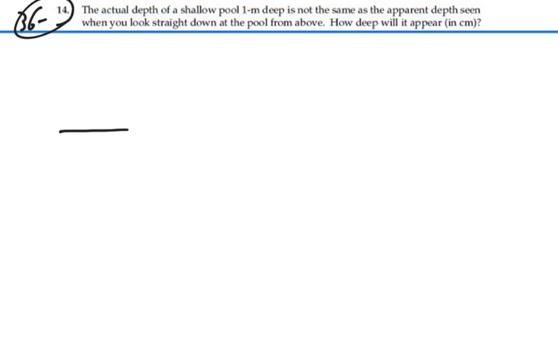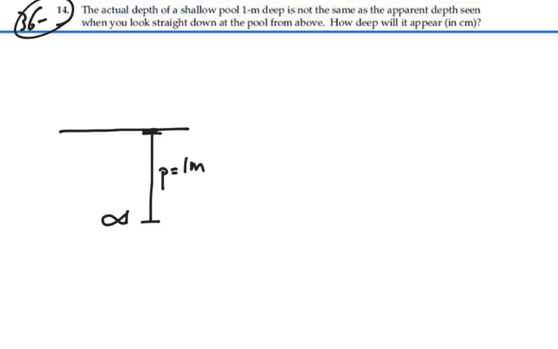Alright, so let's say we have a pool of water, and let's put an object at the bottom of this pool. Let's put a fish at the bottom, and the fish is what's going to be producing our light, so that would be our object distance. In this case, 1 meter, or well, we'll just say 1 meter down below.